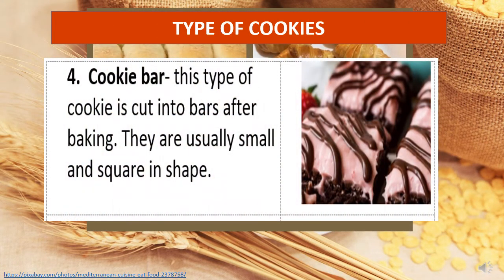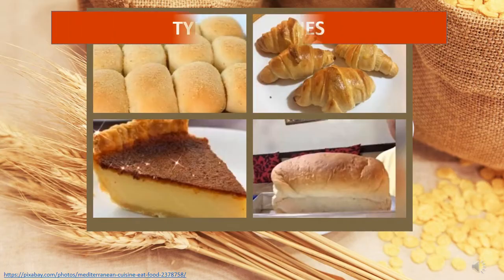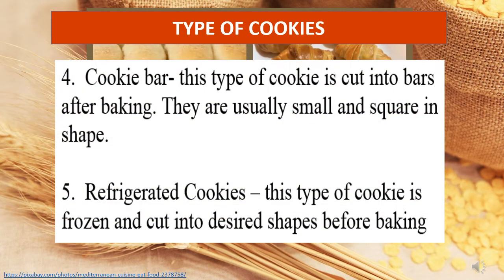The cookie bars. This type of cookie is cut into bars after baking. They are usually small and square in shape. Refrigerated cookies. This type of cookie is frozen and cut into desired shapes before baking.